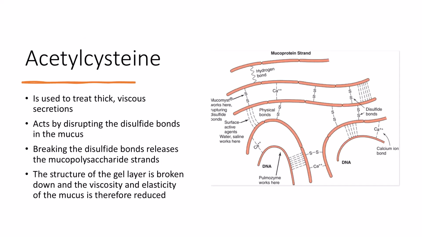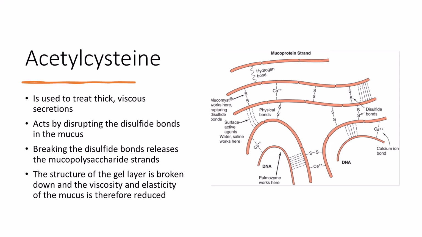Acetylcysteine is a mucolytic agent used to treat conditions associated with thick, viscous mucus secretions, such as cystic fibrosis, chronic bronchitis, tuberculosis, and acute tracheobronchitis. It works by disrupting disulfide bonds within the mucus structure, breaking down the long mucopolysaccharide strands that form a matted network of complex molecules. This action reduces the viscosity and elasticity of the mucus, making it easier to clear.